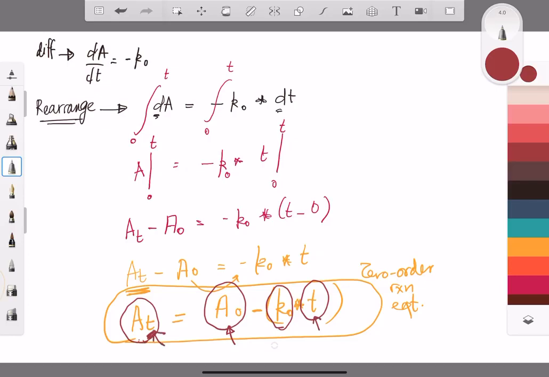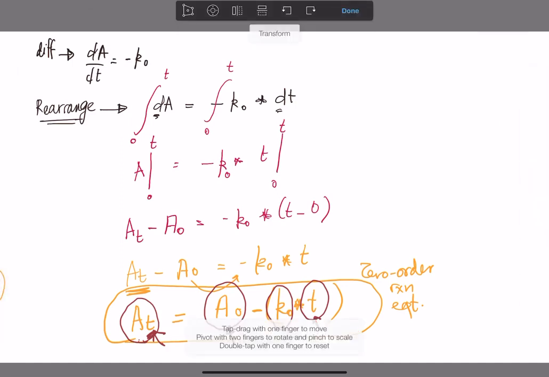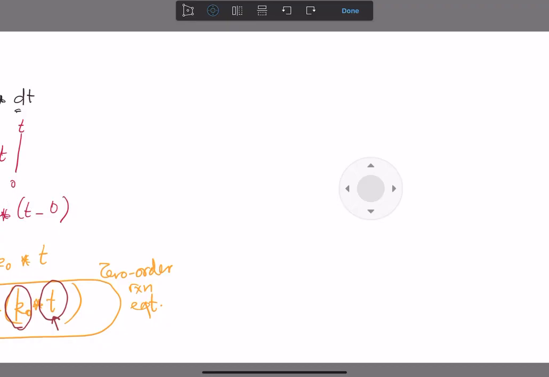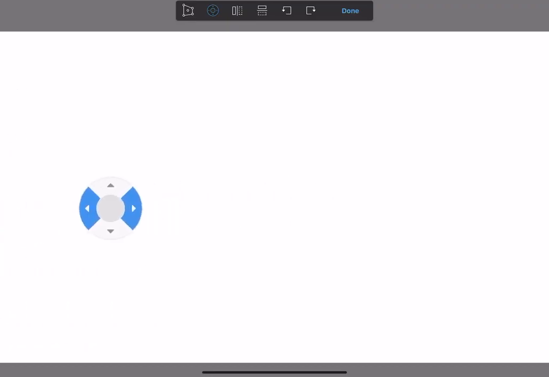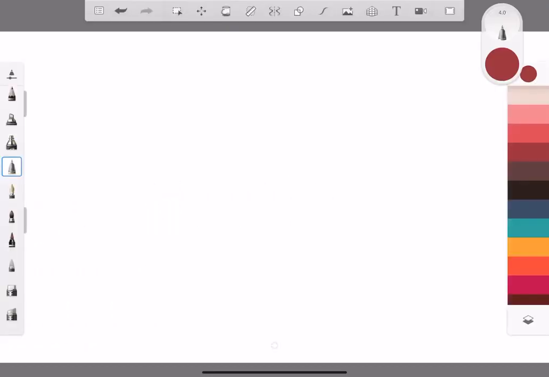Okay, so let's try to graph this equation. Let's write it again. So we have A at time t equals A naught minus K naught multiplied by the time. If you look at this equation, it's a linear equation, okay?